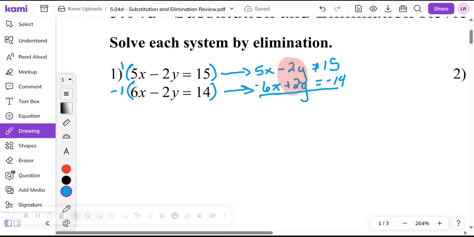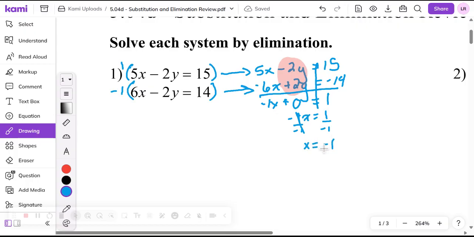So let's add our equations together. 5x plus -6x is -1x. -2y plus 2y is 0. 15 plus -14 is +1. So I'd have -1x equals 1. Solve my equation by dividing by -1, and x equals -1.